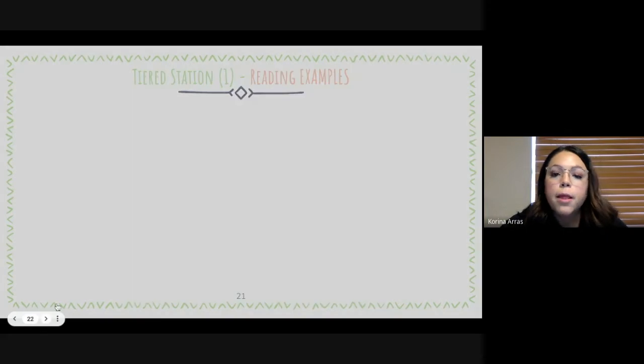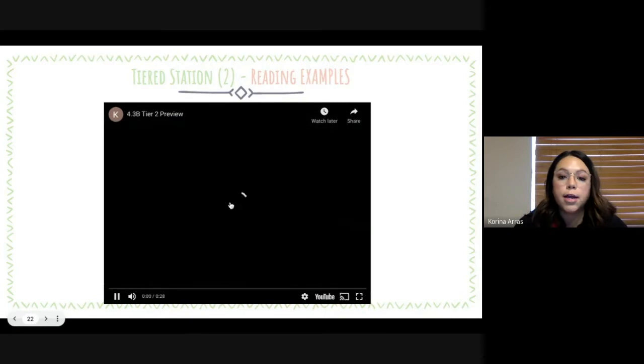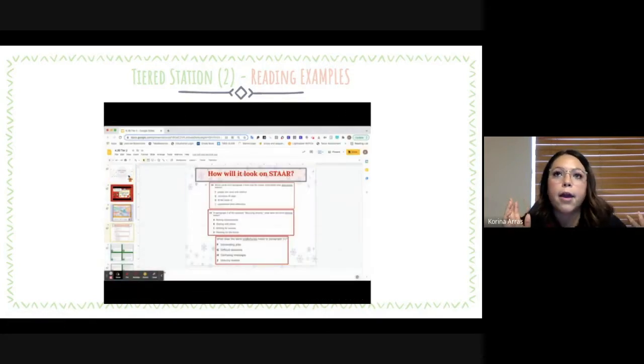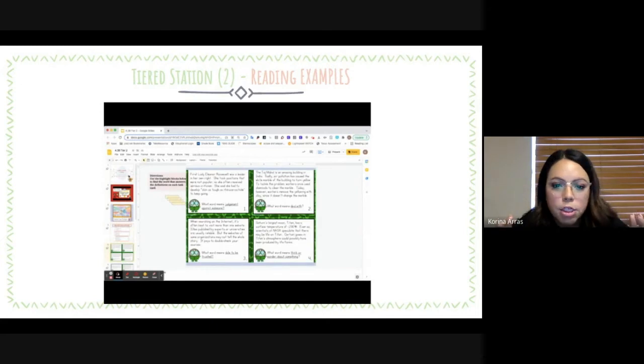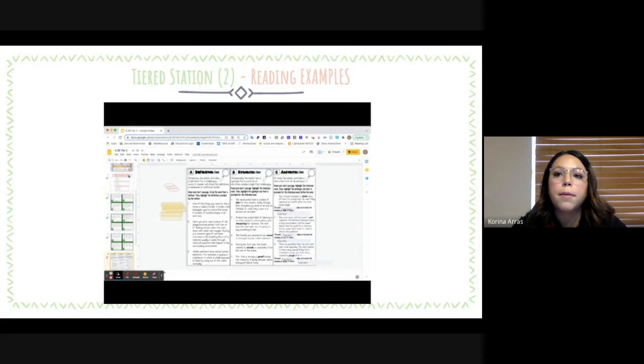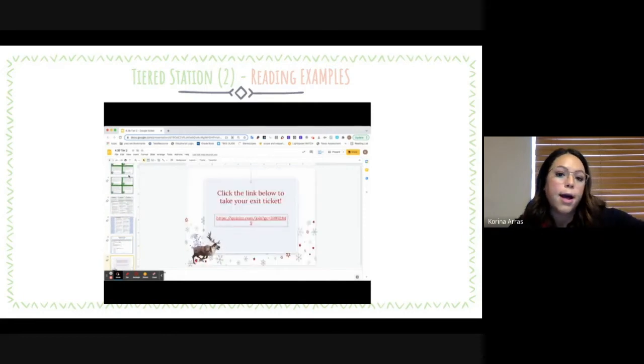Tier 2, they're still practicing the skill of context clues, but they're not necessarily using their inferences. They're using other skills like synonyms, antonyms. They're using the dictionary entries. They get the definition and have to find the word that matches. So it's a little bit more scaffolded. They haven't had to go all the way to the critical thinking of inferencing yet. They're able to build their way up to there.